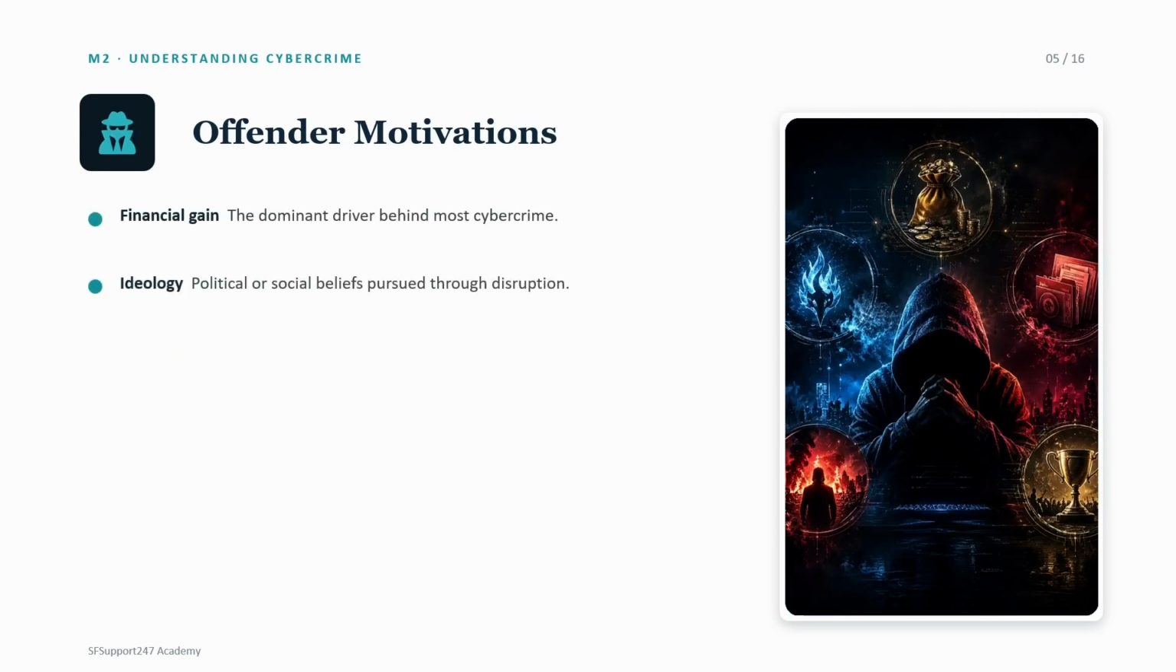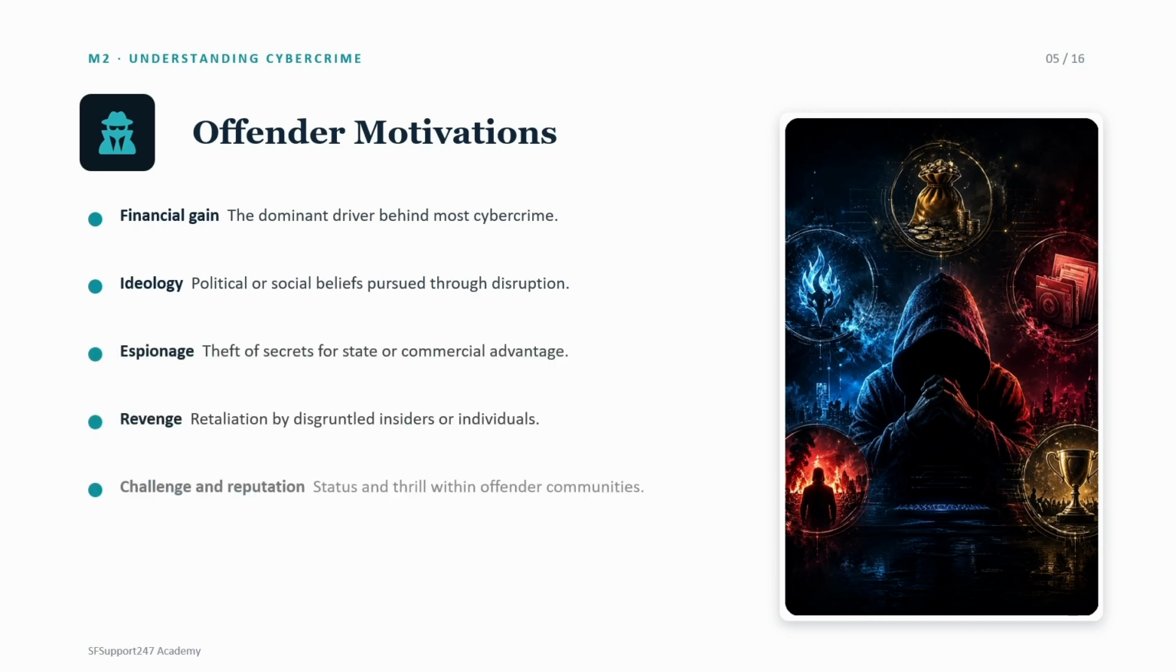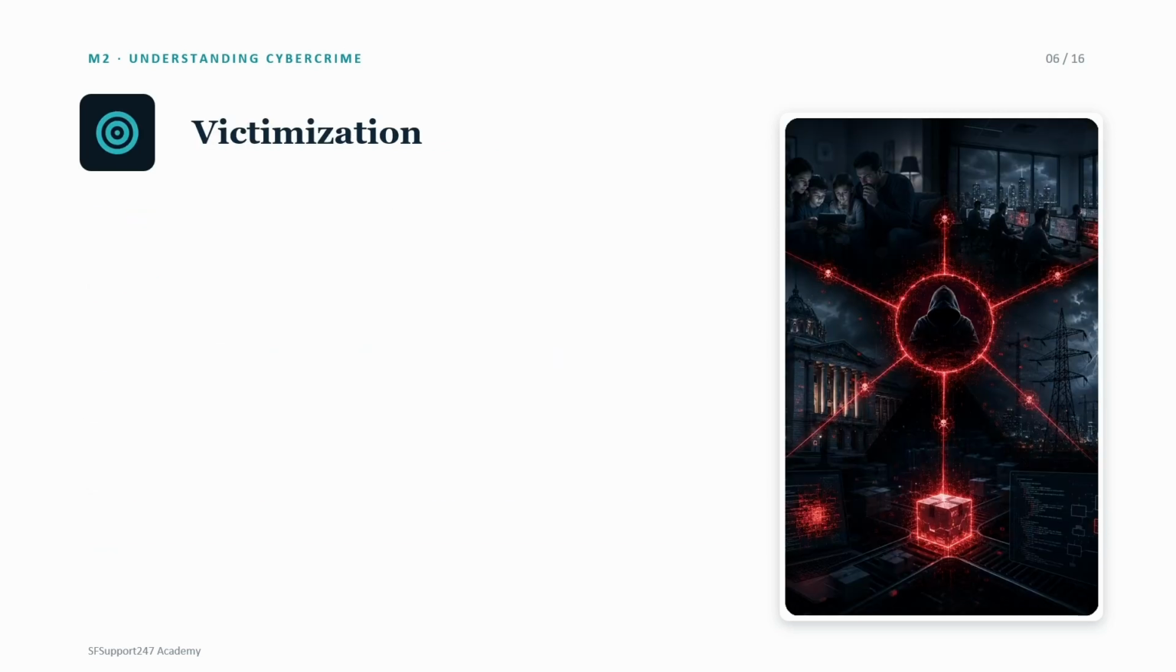Offender motivations. Financial motivation is one, ideological motivation is another. Espionage and revenge blend with this kind of cybercrime, and it is not going to be helpful for them or for the society they are living in. Challenge and reputation or status are also motivations of the offenders. In 2014, Sony Pictures got hacked, attributed to one of the films they released. Somebody didn't like the film, so they went and hacked. This is one of the motivations.